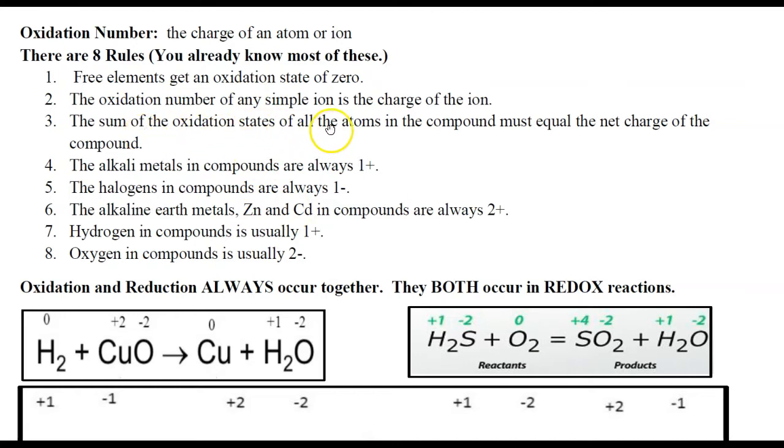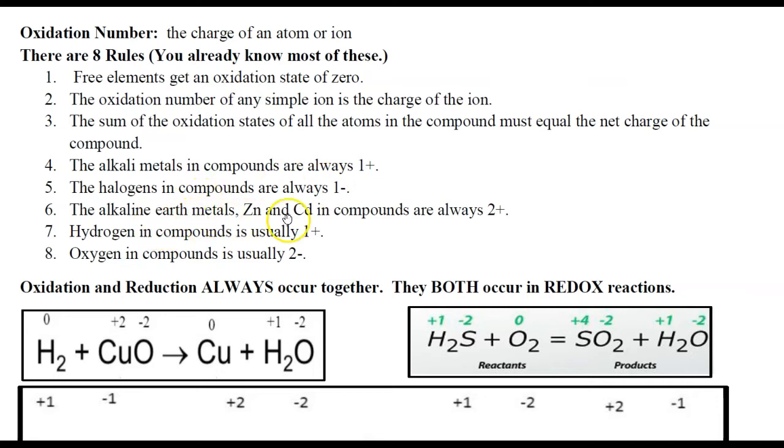The sum of the oxidation states of all the atoms in the compound must equal the net charge of the compound. So here, the charges have to balance. +2 minus 2 add up to equal 0. And so that would be following rule number 3. Number 4, the alkali metals in a compound are always +1 with no exception, whereas the other families might have some exceptions. Number 5, the halogens in compounds are always a -1. This applies to fluorine. However, chlorine, bromine, and iodine have the possibility of being other oxidation states.